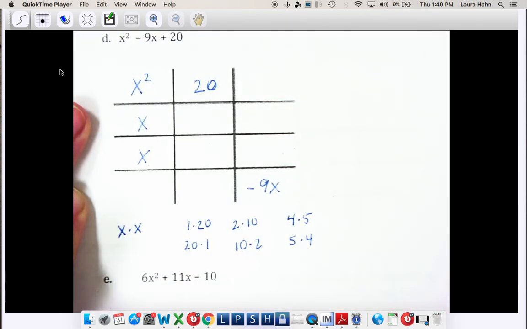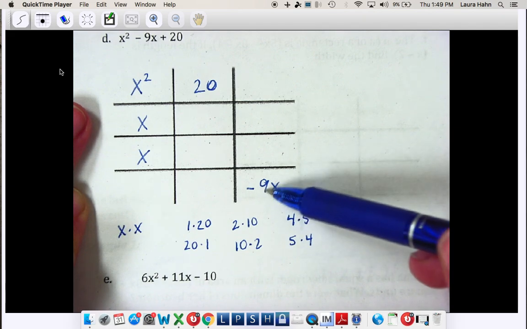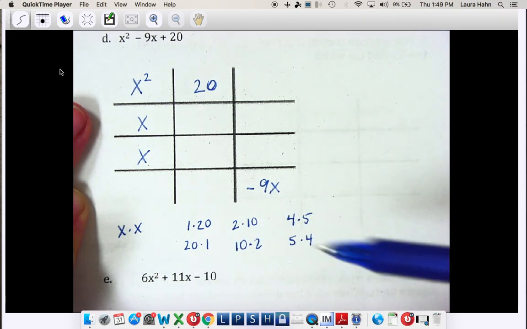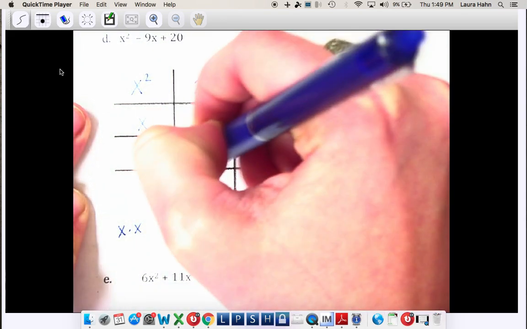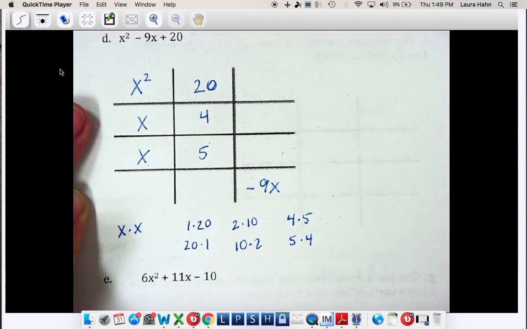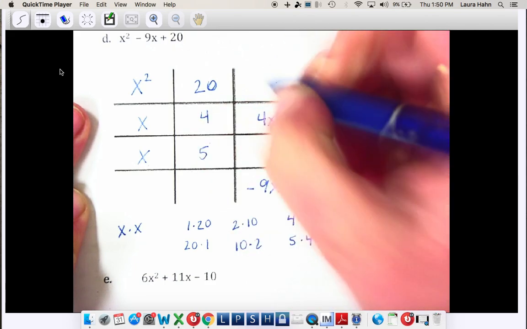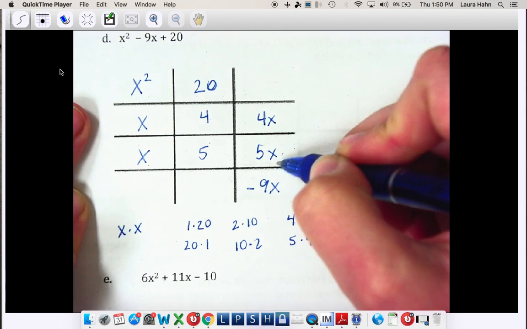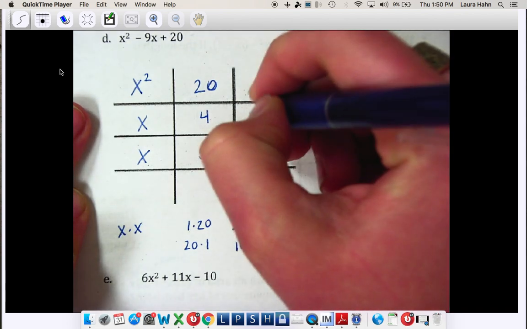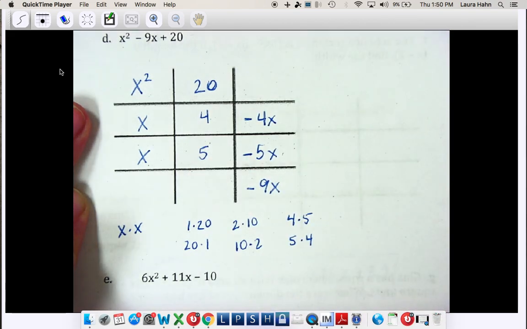X times x. All right, well, I have a whole bunch of factors to try here for 20, so sometimes it helps to use a little bit of common sense. All right, so I know this is what I'm trying to get to. I look at what I have. I'm going to go ahead and try that 4 and 5. So multiply across. X times 4 is 4x. X times 5 is 5x. Is there any way I can get from 4x and 5x to a negative 9x? Yes. A negative 4x and a negative 5x together gives me negative 9x.